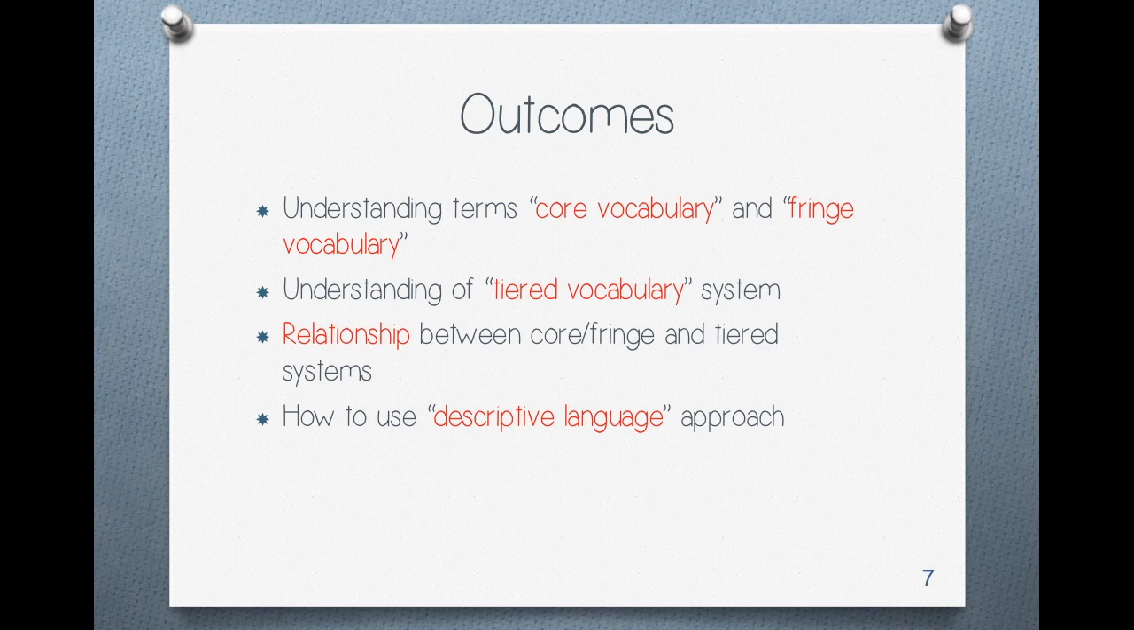In order to address that big question and those small questions, we need to cover the following information today. By the end of this hour, you should have an understanding of the terms core vocabulary and fringe vocabulary. You should have an understanding of a tiered vocabulary system. You should know the relationship between core and fringe and the tiered system. And also you should have a good understanding of what a descriptive language approach is and how to do that.